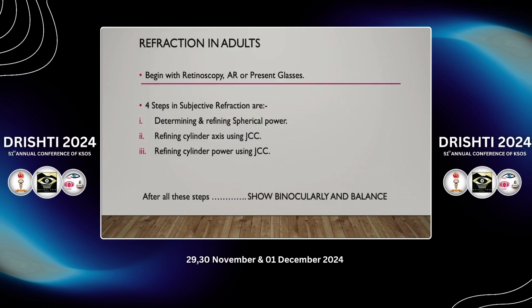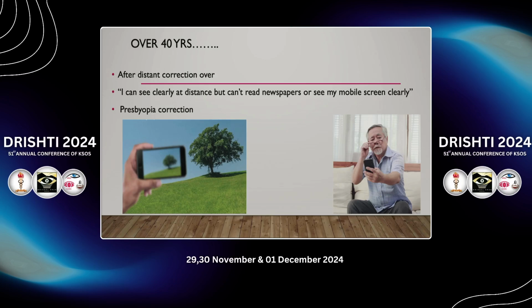So you have already heard what all things are to be done when a patient comes for refraction, the objective, subjective and the method of binocular balancing from the previous speakers. Now after the distant correction is over, if the patient is over 40 years, they will tell, I can see clearly at distance but can't read my newspapers or my mobile screens clearly. Here comes the importance of presbyopia correction.